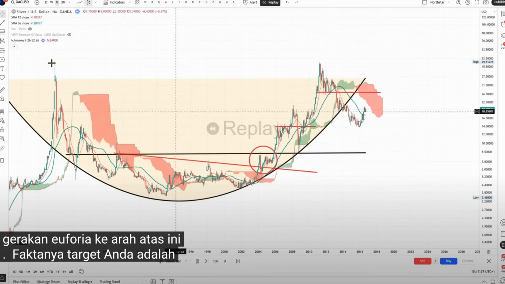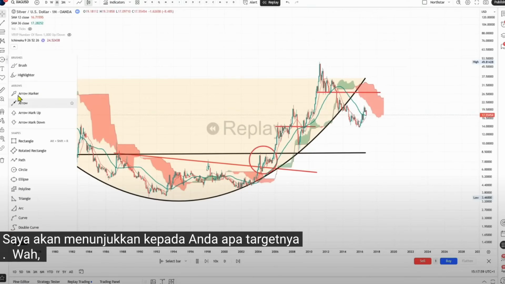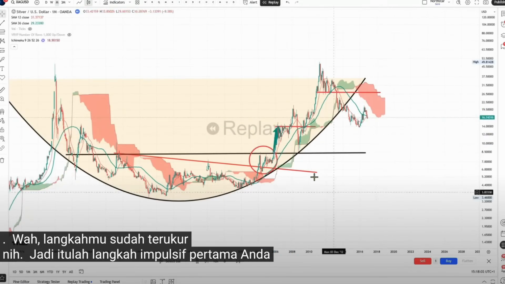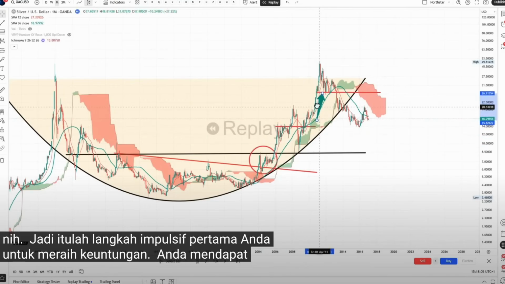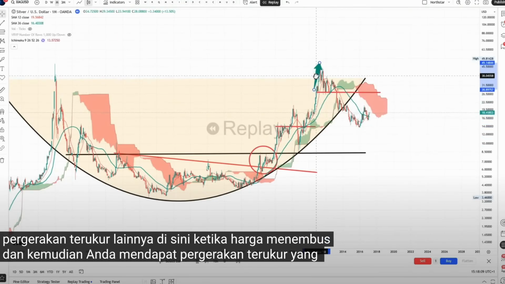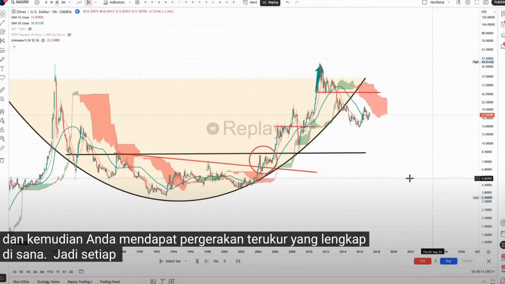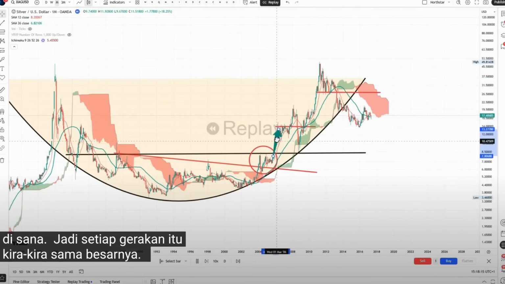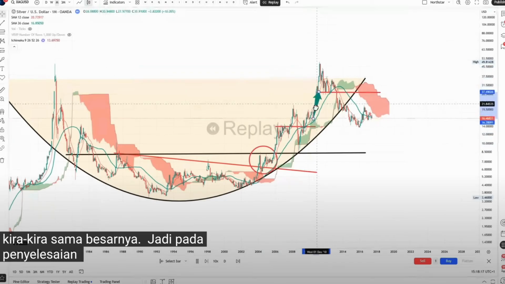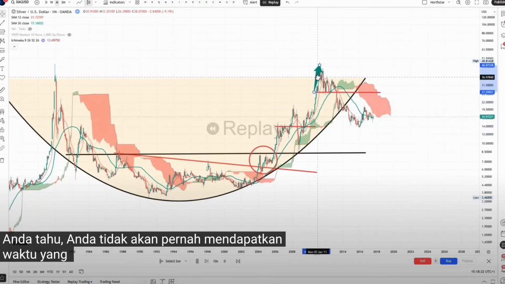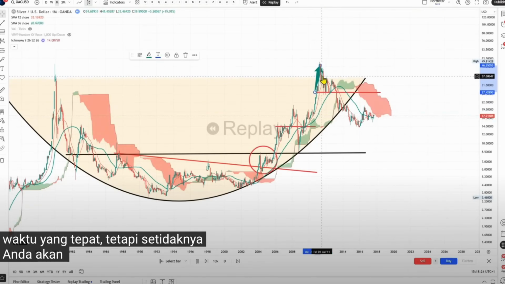I'll show you what the target would have been. You've got a measured move here. So that's your first impulsive move to the upside. You've got another measured move here as price broke out. And then you've got a completed measured move there. So each of those moves are approximately equal in size. So at the completion of each of those moves, you're never going to get the timing perfect, but at least you'll exit before it breaks down.